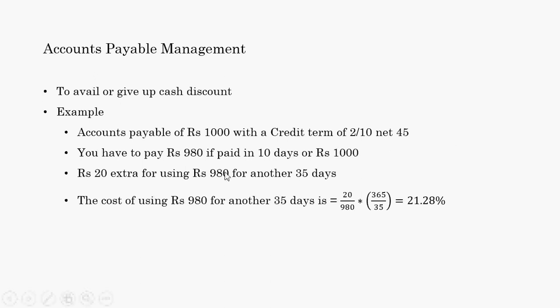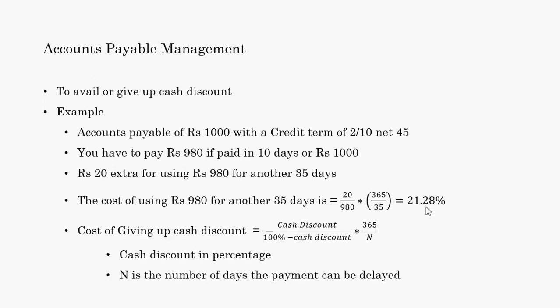So the cost of using 980 for another 35 days is 20 divided by 980, into 365 divided by 35. Why we are doing this is you are paying 20 rupees as interest for using this 980 rupees for 35 days. So for one day the interest would be 20 divided by 980 divided by 35, and when you need the interest rate for the year, you multiply that by 365. So the interest rate is 21.28%. That is the interest that you're paying for using the 980 for another 35 days.